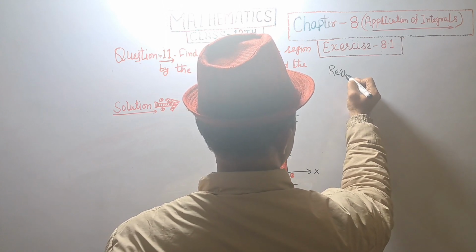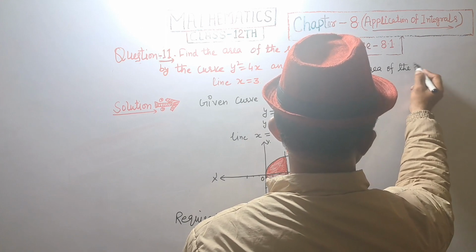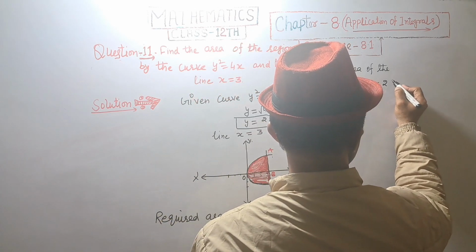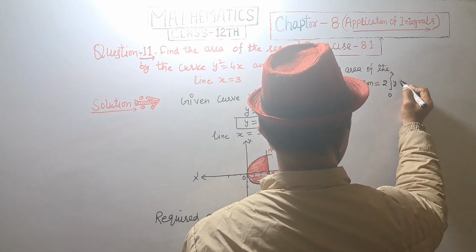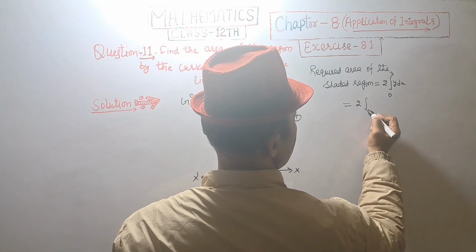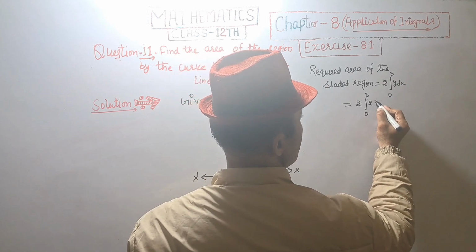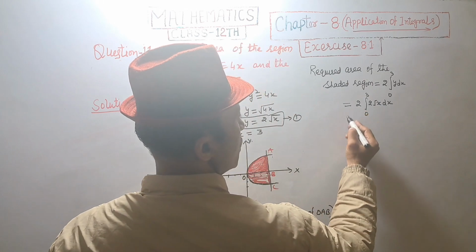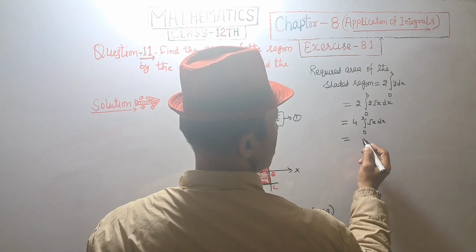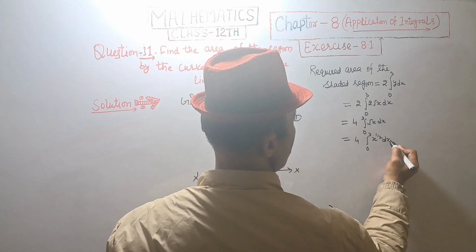So required area of the shaded region is equal to 2 times of integration of 0 to 3 y dx, that is equal to 2 into integration of 0 to 3, y is equal to 2 root x dx. 2 2s are 4 and limit lies 0 to 3 root x dx, that is equal to 4 into integration of 0 to 3 root x, can be written as x raised to power 1 upon 2 dx.